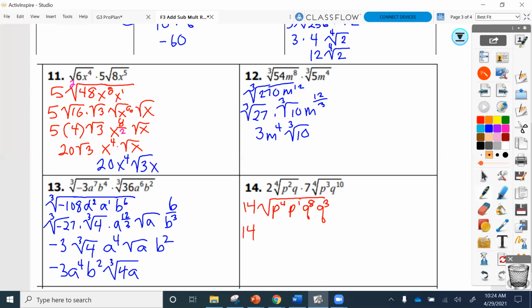Okay, so we've got 14 on the outside, and this is the 4th root. P to the 4 over the index, and Q, 8 over the index, and we're left with P under the radical and Q to the 3rd power. So we've got 14 P to the 1st, Q squared, 4th root of PQ to the 3rd.